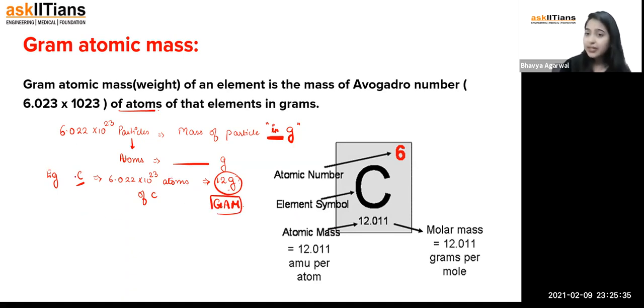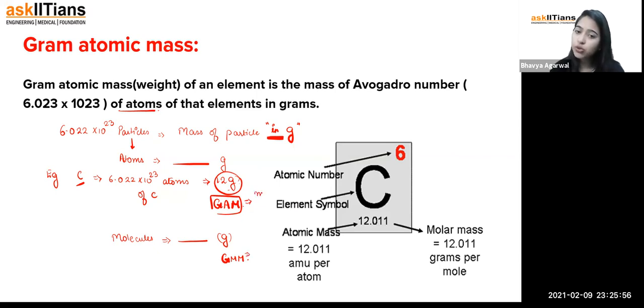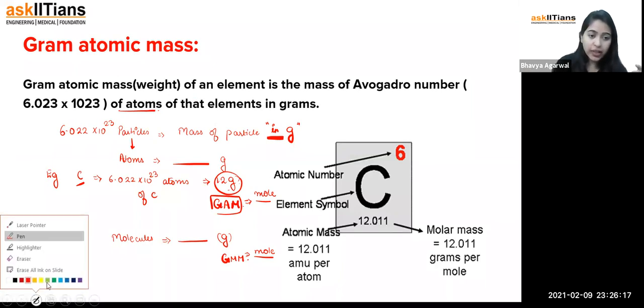Same way, if my particle is a molecule, and I give the mass in grams, I'll call it the gram molecular mass. It is this gram atomic mass or gram molecular mass which is also known as a mole, which is a unit of quantity, about which we'll be understanding in our upcoming lectures. Also, because it's such a big number to write every time, we have a very simple shortcut for it.